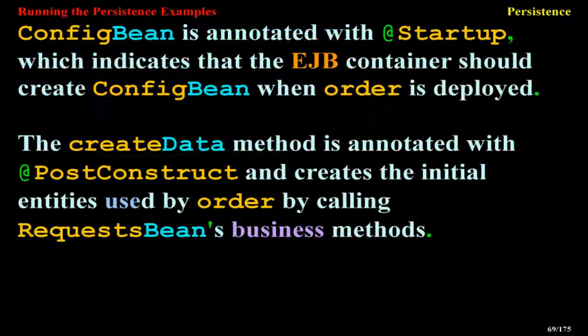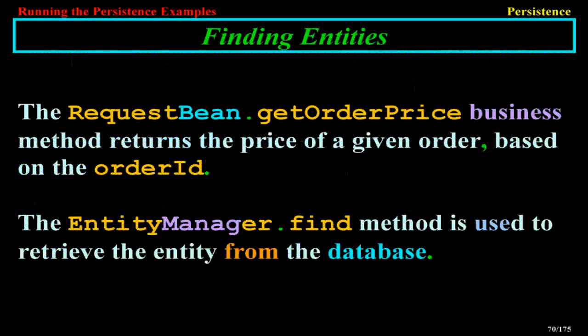The ConfigBean singleton session bean is used to initialize the data in order. ConfigBean is annotated with @Startup, which indicates that the EJB container should create ConfigBean when order is deployed. The createData method is annotated with @PostConstruct and creates the initial entities used by order by calling RequestBean's business methods.